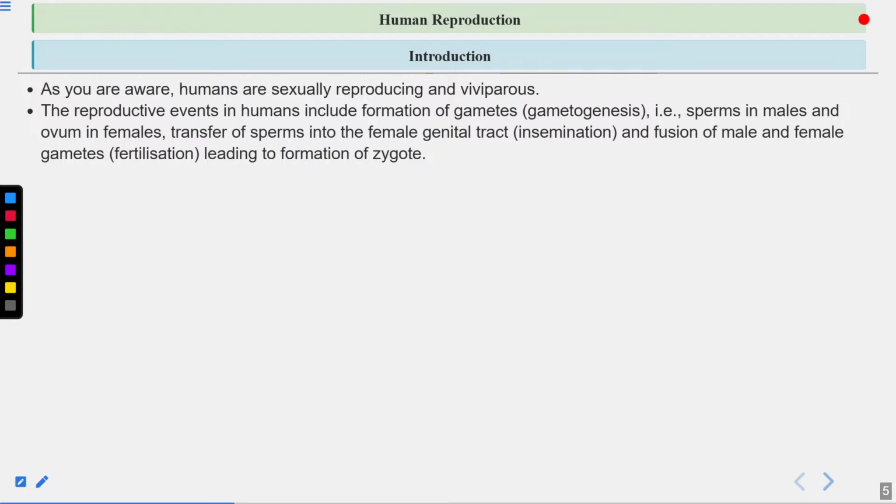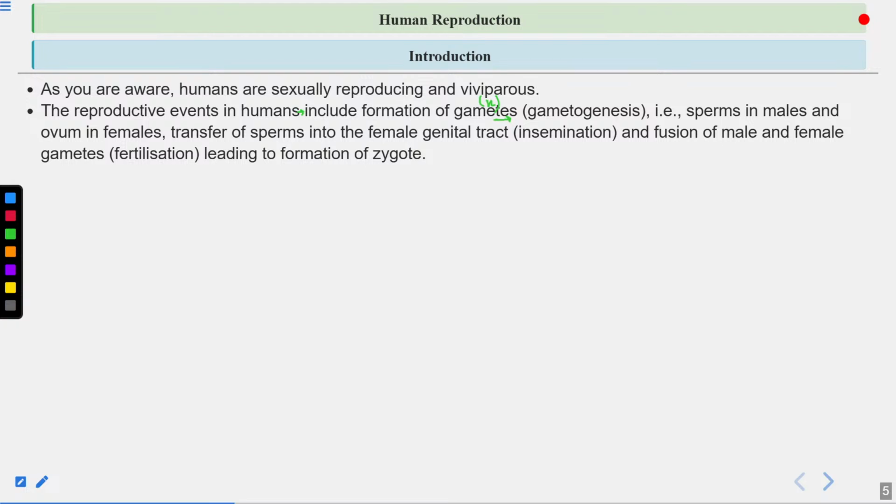Now, the reproductive events in humans include formation of gametes. We are talking about the reproductive events in humans now. First is the formation of the gametes, the male and the female gametes, which are haploid. So these gametes are produced by meiosis. Meiosis is known as reductional division. So these gametes are haploid as they are produced by meiosis. Haploid means they consist of one set of chromosomes.